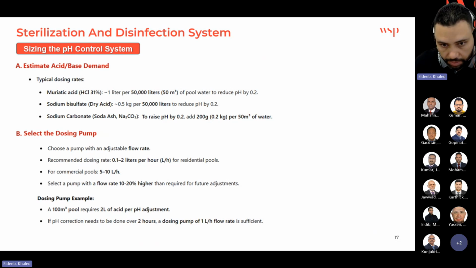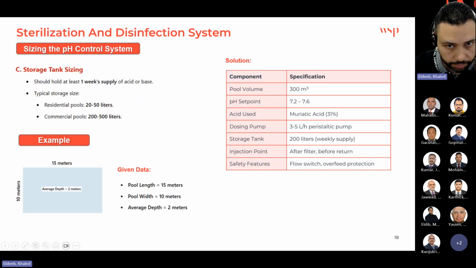So here in this example, we have a small pool, like 100 cubic meter volume. If we use muriatic acid, we need 2 liters to adjust the pH by 0.2. So if the pH correction needs to be done within 2 hours, then a dosing pump with 1 liter per hour is enough to do this job. And so on. Let's see another example here.